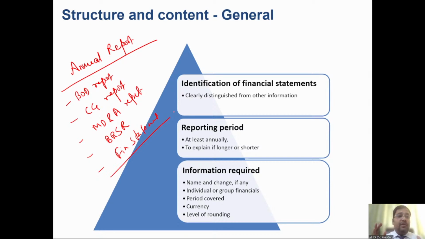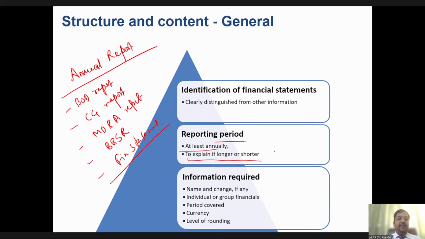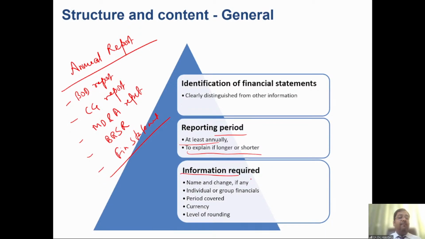The standard says that in a particular document, your financial statement should be clearly distinguished from other information. So whenever you open the annual report, you will be able to understand that yes, this section belongs to the financial statement, right? In the annual report, in the index, there is a separate section for financial statement. Reporting period: the reporting period is at least annually. You have to explain if longer or shorter, right? If it is the first year of the company, the financial statement could be longer or shorter. Information required: the standard says that the name of the company has to be given in the financial statement. Okay. And you must have seen in every balance sheet, Reliance Industries Limited balance sheet as at 31st March 22.